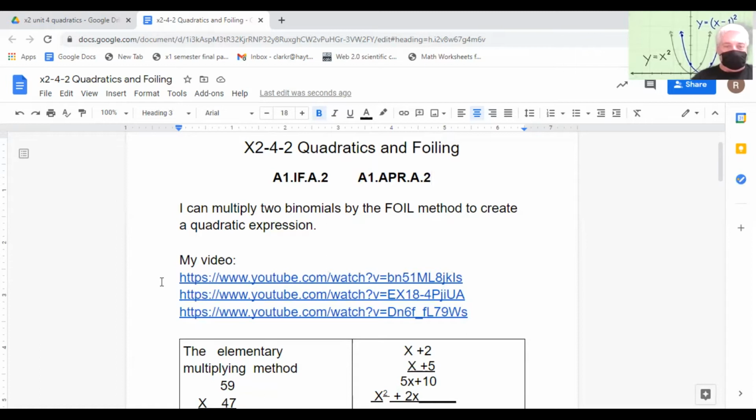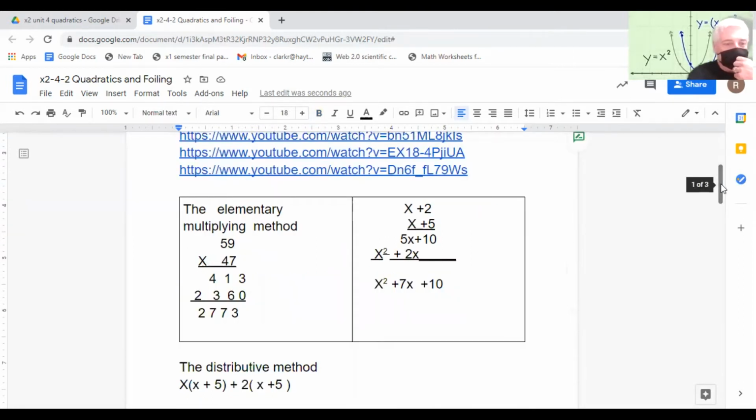Now, there's 3 videos here. My video will go up here when it's done. It might be important for me to tell you where the FOIL came from. When you were a freshman, all I did was I told you first, outer, inner, last, memorize it, let's go. First, outer, inner, last, let's do it again.